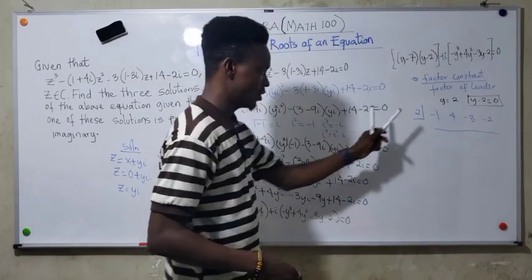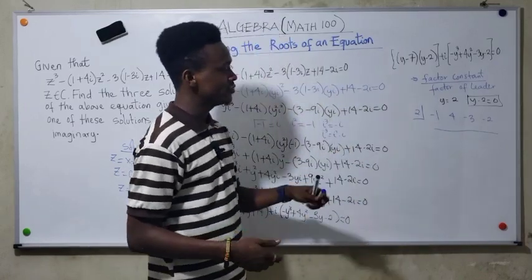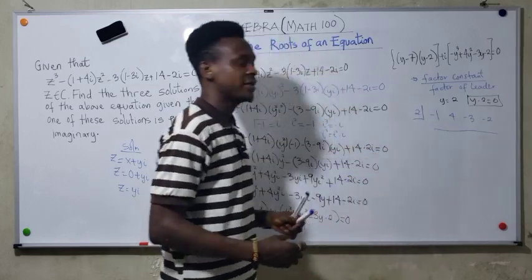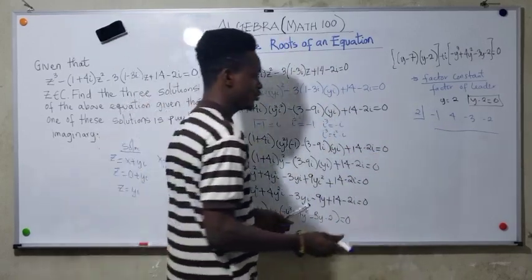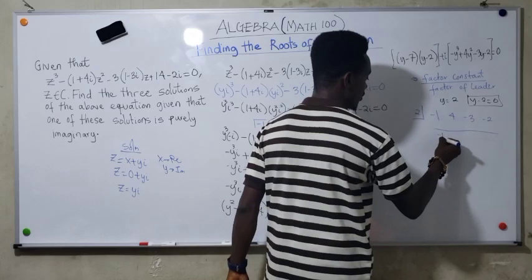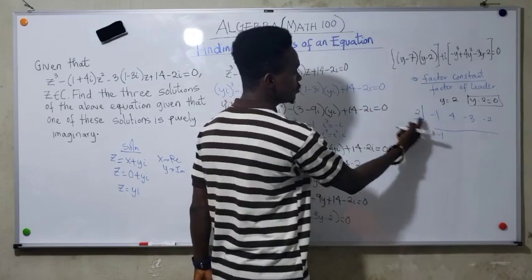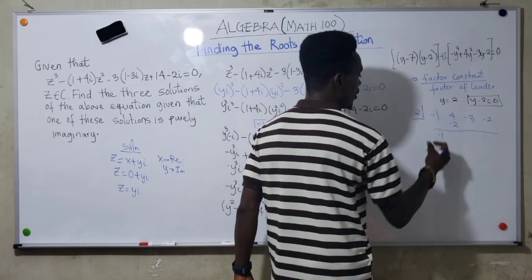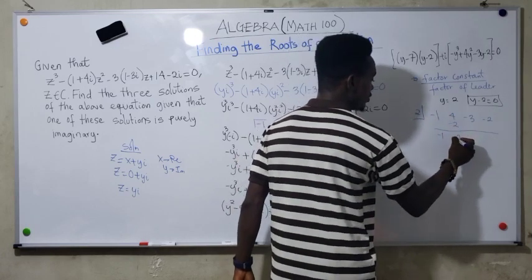We have applying synthetic division. The first rule says drop your first number, so we drop our first number, which is minus 1. The next one says multiply 2 times minus 1 is minus 2. Put it up here. So we take the difference, we have positive 2.